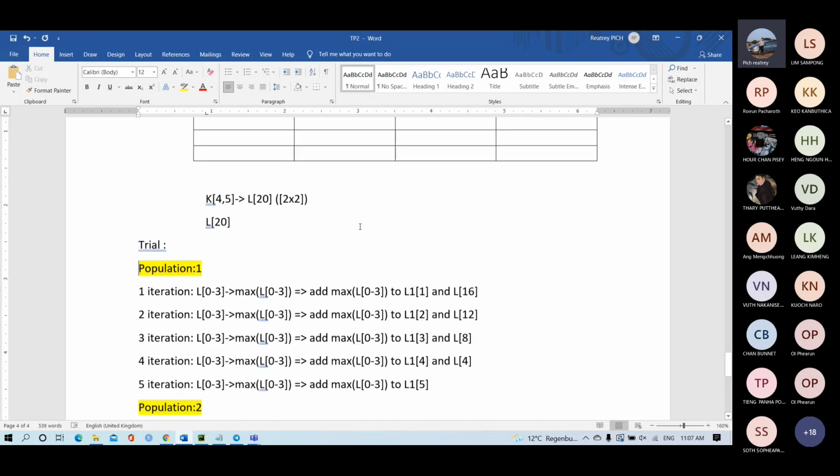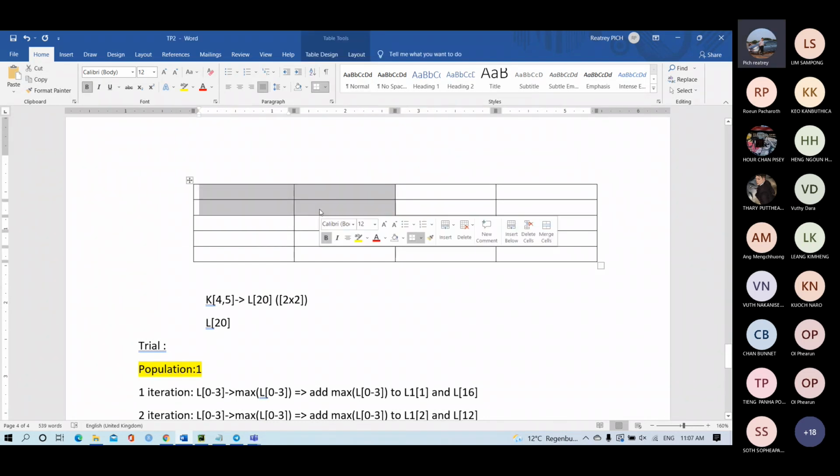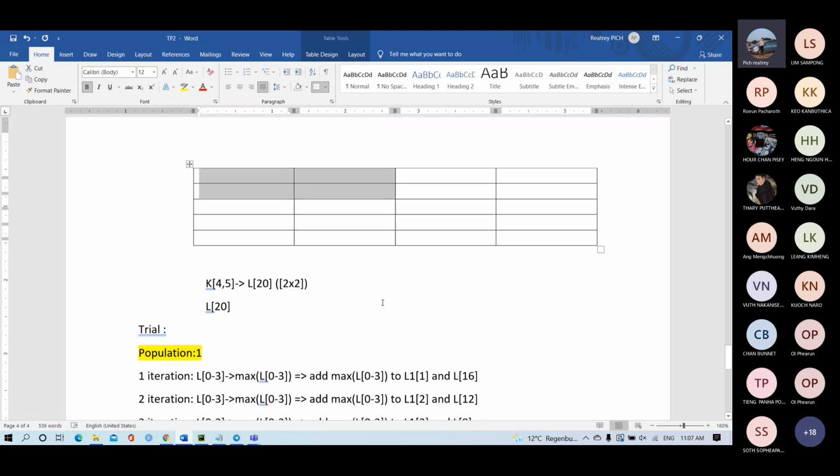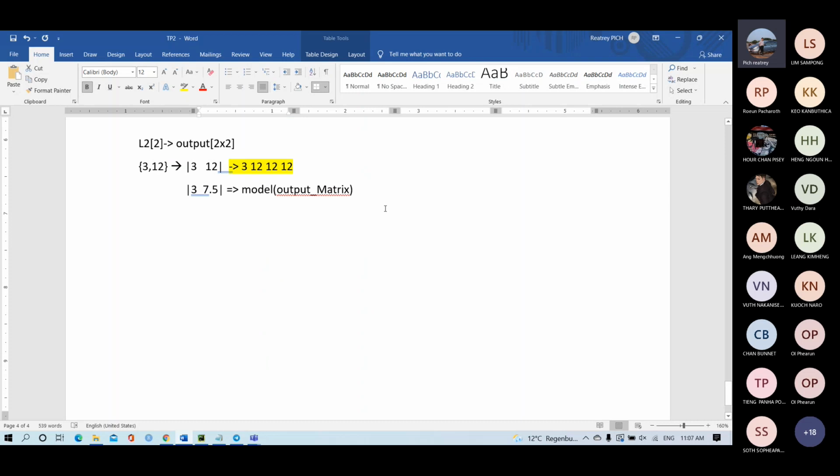Some others work with this position. For example, if I take 2 by 2, I will capture 2 by 2 to learn. Now let me show another way of doing populations.